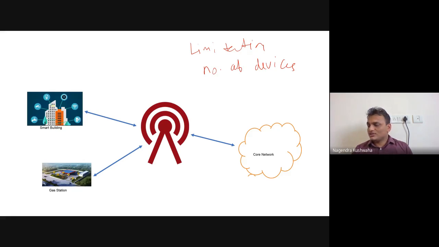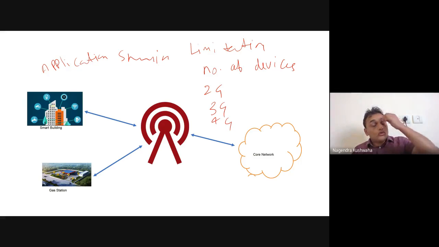So, limitation in terms of number of devices connected to either 2G or 3G or 4G. This is one of the limitations. The second limitation is application scenarios. When they were evolving from 2G to 3G or 3G to 4G, they only kept in mind that it would cater to the voice call need and the data need. And when they focused on 3G and 4G, they only focused on improving the data rates. But they never thought of application-specific scenarios.